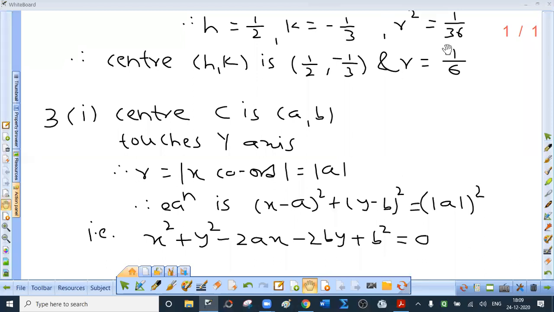Third sum, find the equation of the circle with center, first part, at (a, b) and touching the y-axis. If you want, you can draw a rough sketch also. Okay. Now, the center is (a, b), touches the y-axis. The distance of the center from the tangent, in this case the y-axis, is the radius, but the distance of a point from the y-axis is the modulus of the x-coordinate. So mod a. Center is known, radius is known. So by center radius form, you can get the equation of the circle. If you want to draw the rough sketch, we do not know the values of a and b. Okay. So I can just say that, yes.